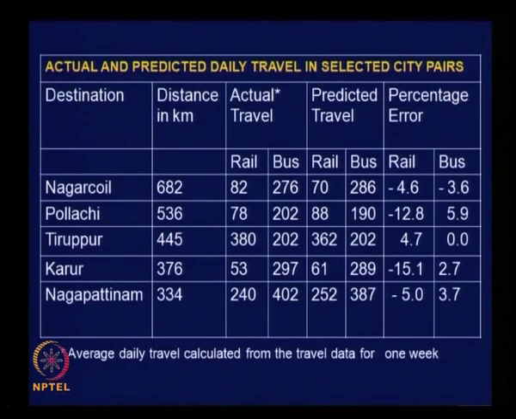This is the comparison. The city pairs considered were Chennai Nagarkovil, Chennai Pollachi, Chennai Tirupur, Chennai Karur and Chennai Nagapattinam, 5 city pairs. You can see the distances given here, and in this particular case you have q value to be 0 for the 2 city pairs and the other city pairs will have q to be 1. Actual travel by rail and bus are given here and predicted values using the model are given here, and percentage error is also shown here.